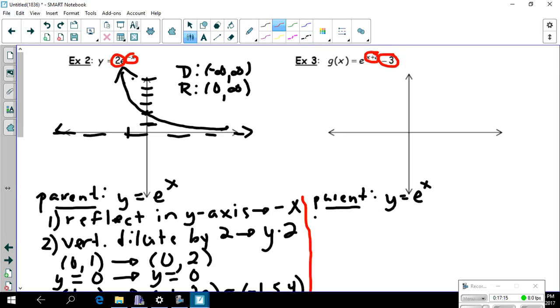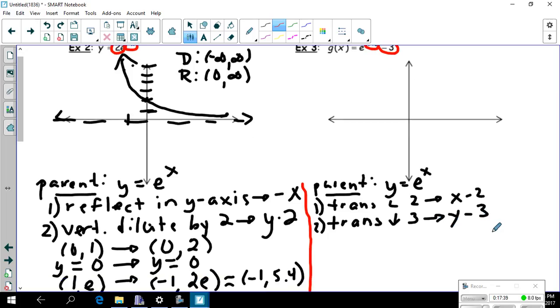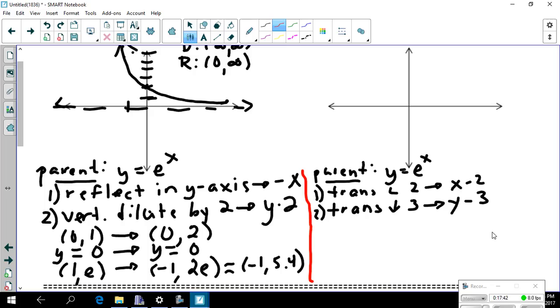And what does that do? So translate left 2, affects the x's, x minus 2. And then that minus 3 is a translate down 3. And what does that affect? That's the y's, so it's y minus 3. To get our critical values, we've got our original intercept of 0, 1. When I subtract 2 from the x's, it becomes negative 2. Subtract 3 from 1, I also get negative 2. So negative 2, negative 2.